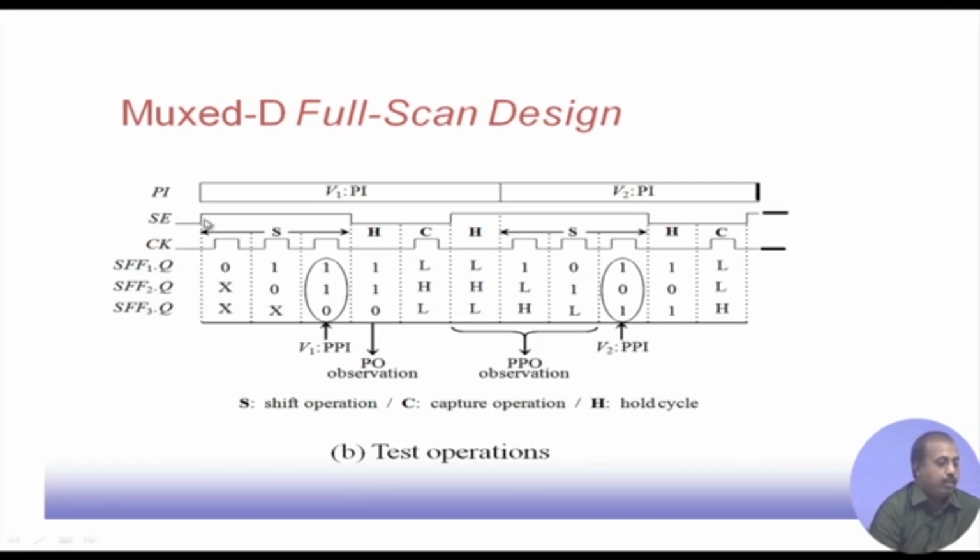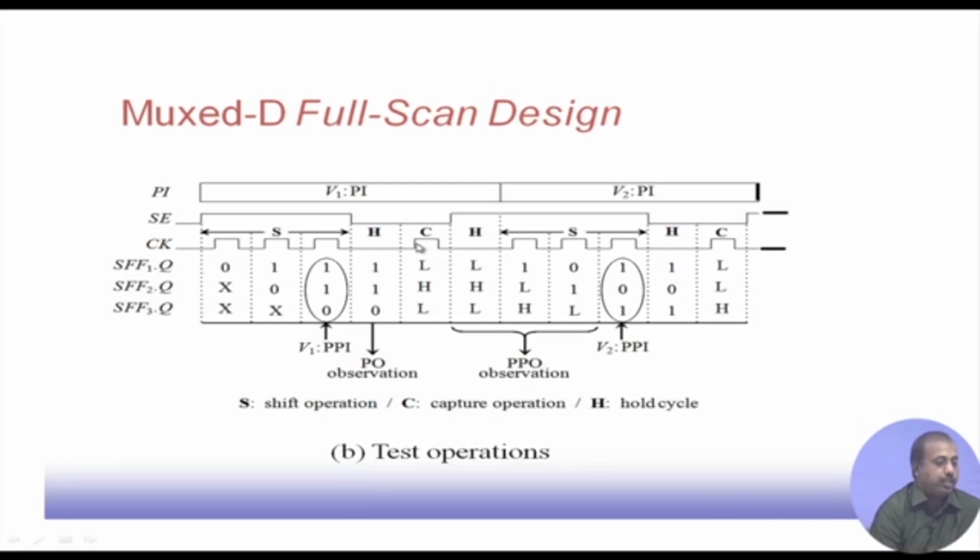Then the shift enable line is disabled, and there is a hold cycle that is given; that utility we will see later. For the time being we just ignore it. There is a hold cycle. After that another clock pulse is given.